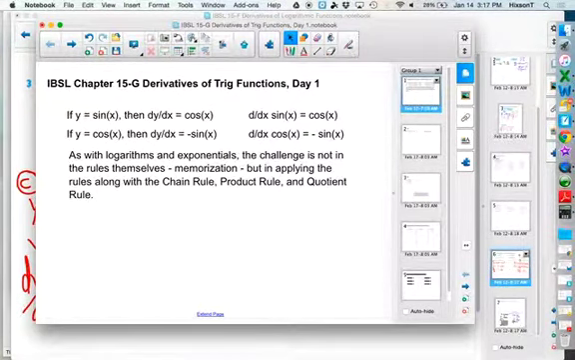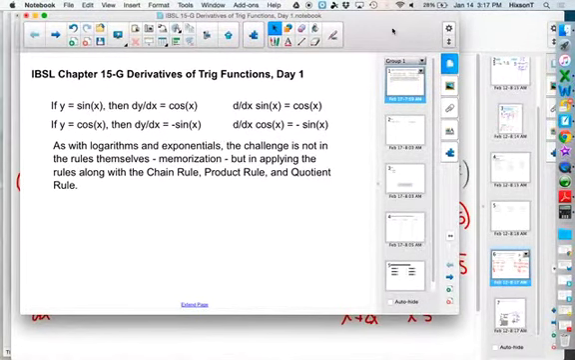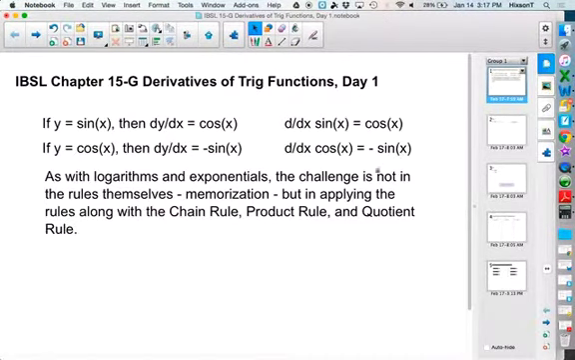Here's our two basic rules with trig functions. The main rules that we're going to deal with are sine and cosine. If our function is the sine of x, then the derivative is cosine of x. If our function is cosine of x, then the derivative is negative sine of x. So the derivative of sine is cosine. The derivative of cosine is negative sine.